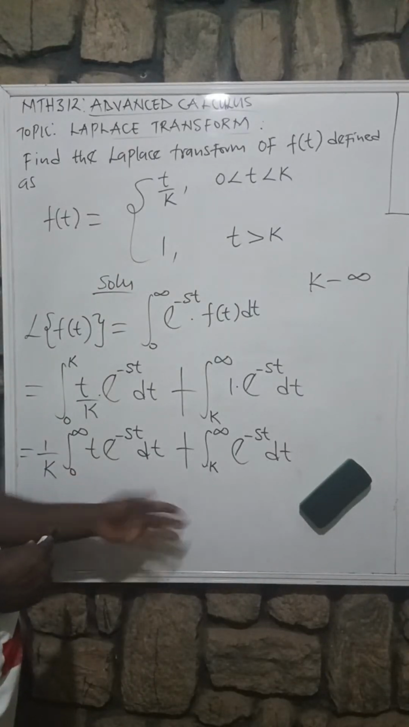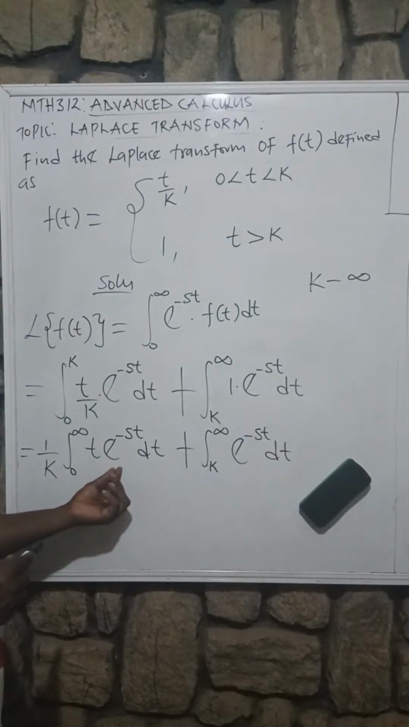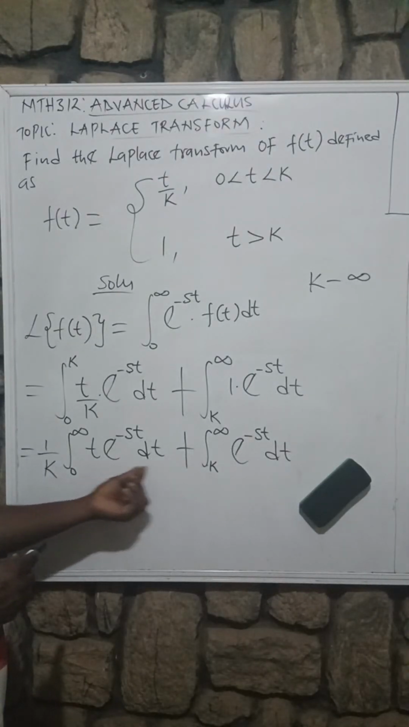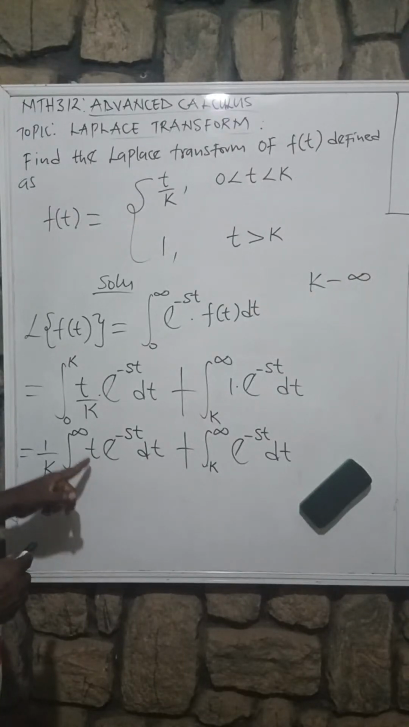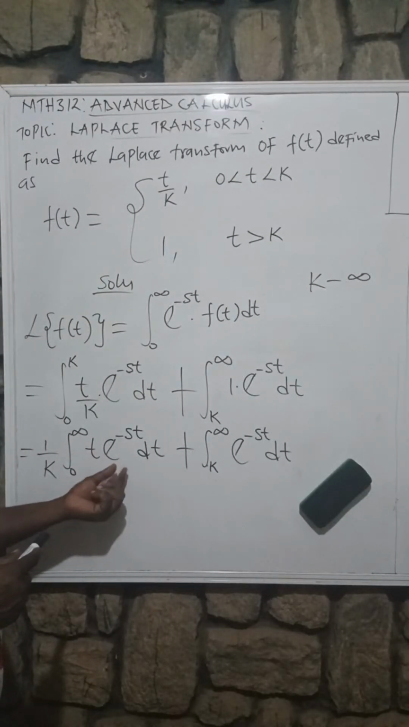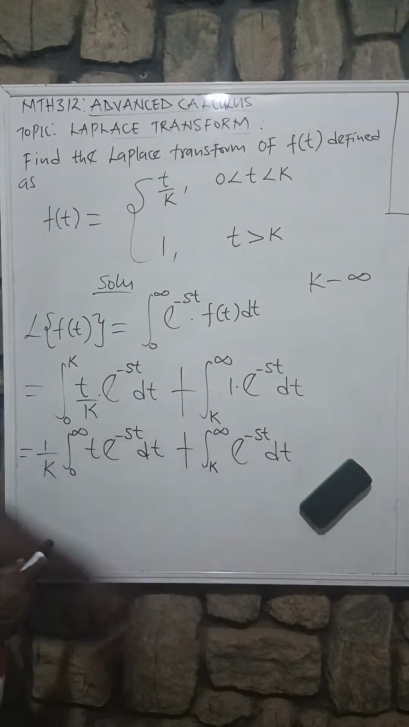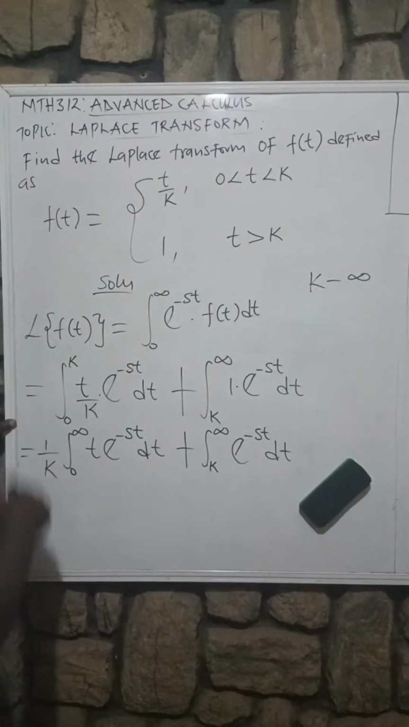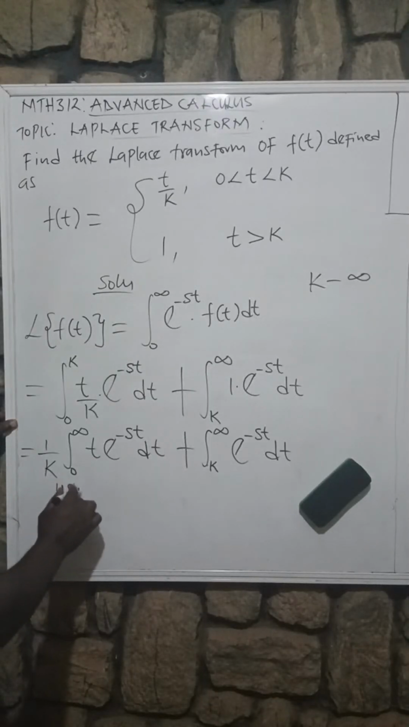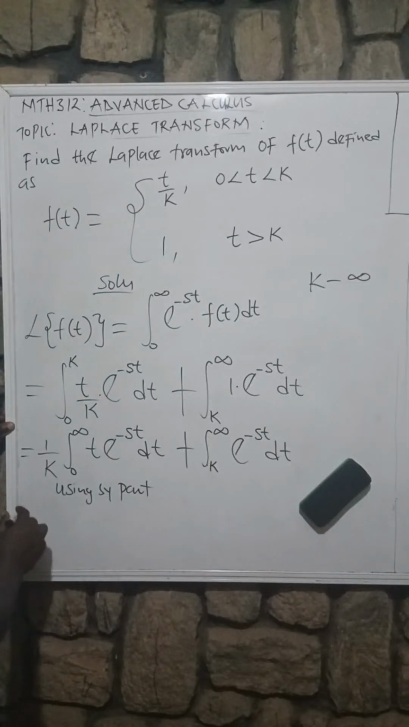We can integrate this function directly, but here we are going to use integration by parts, because we have two functions here. We have t, we have exponential. So we have to apply integration by parts to obtain this. Then we move down to consider the second one. I think we did that in class on Wednesday.